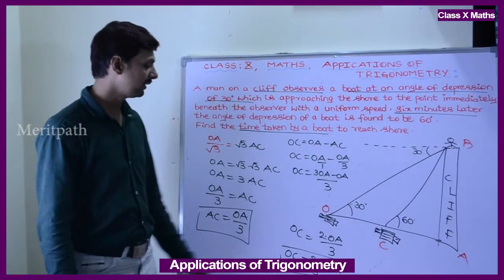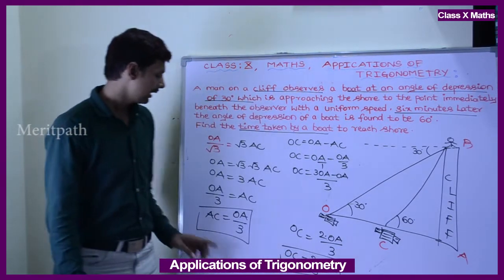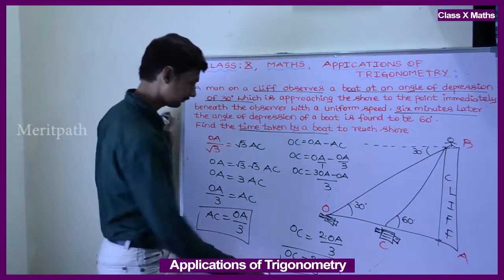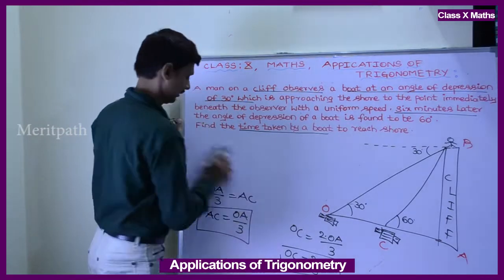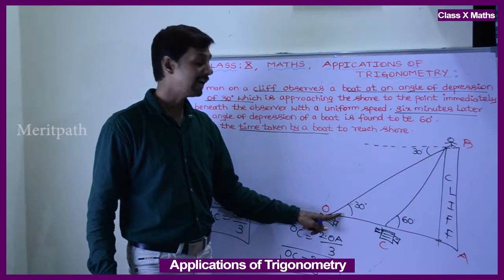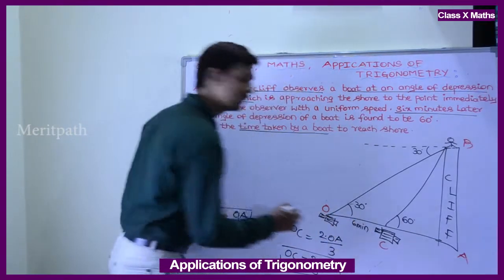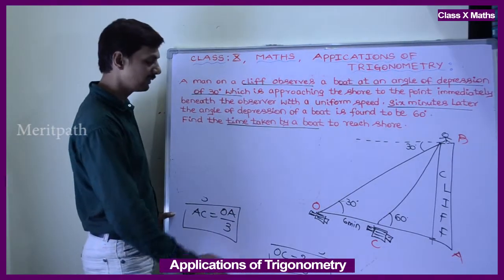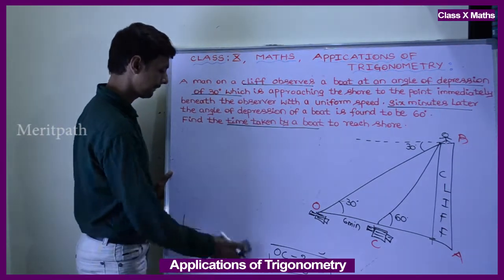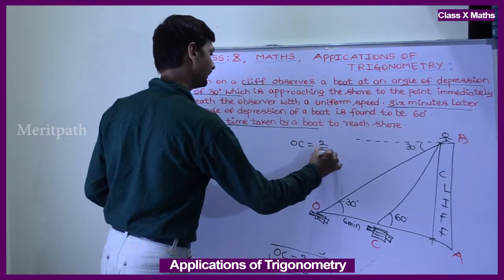Here we got the relation between OC and OA: OC is equal to 2 by 3 into OA, and AC is equal to OA by 3 that we got previously. Now let us find out the distance travelled by the boat from the point which makes a 30 degree angle to 60 degrees. The boat travelled 6 minutes. So let us write here OC is equal to 2 by 3 OA.